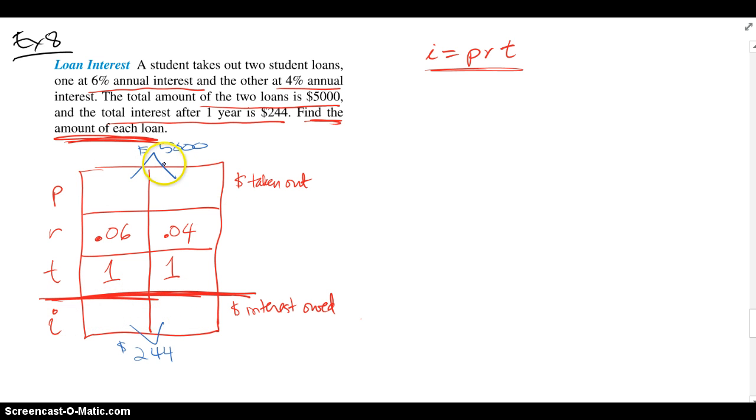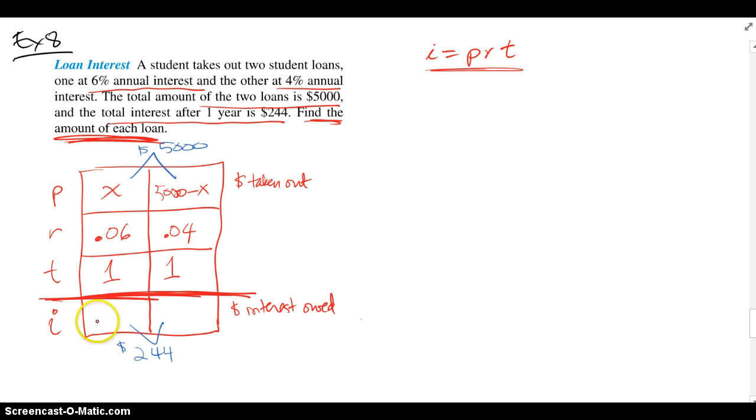So I'm going to work with the top box because it says find the amount of each loan. It means I must be looking for the variable being in my principal box. So since I don't know how much in each one, I'm going to call one of them x, and then the other one naturally would have to be the leftover. Remember the leftover idea that says if I have a 5,000 total and I take some of it away, well, the leftover will be 5,000 minus x.